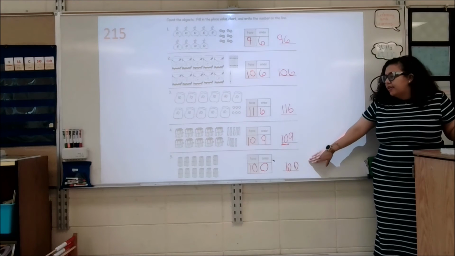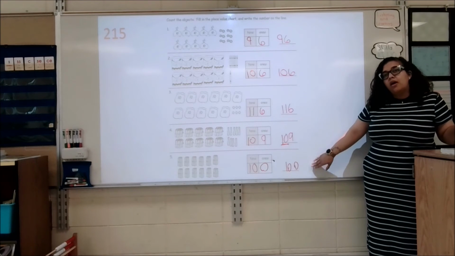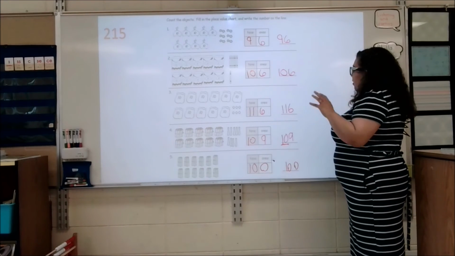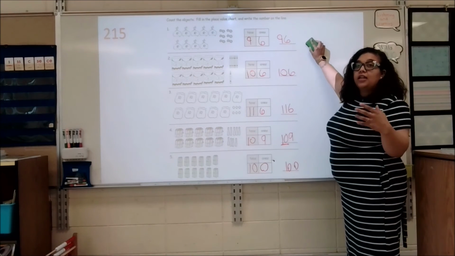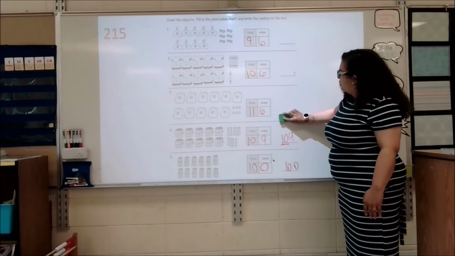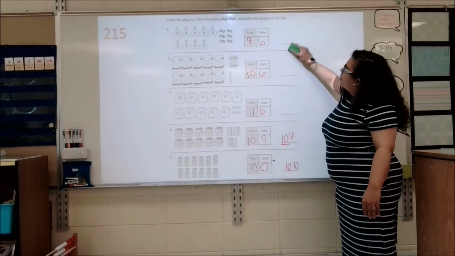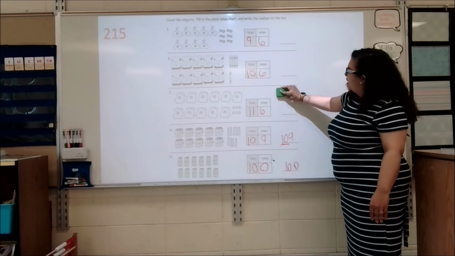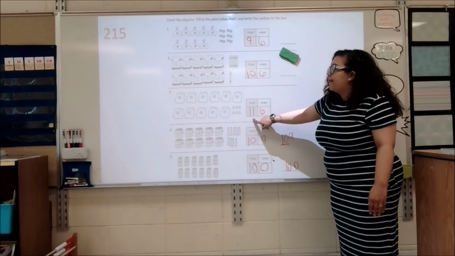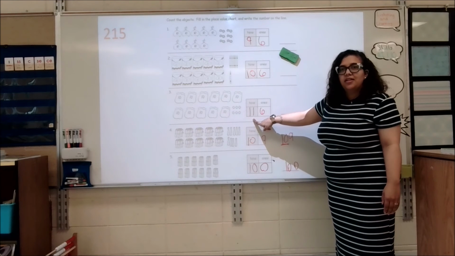But we still need to express the value of the ones that are in the groups. The ones are grouped up. They're there, but they're already in groups. So yes, so 96, 106, 116. Wait, what happened? 96, 106, 116. Look what happened. What happened in these three problems, guys?